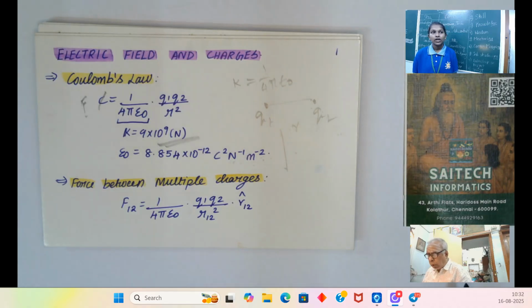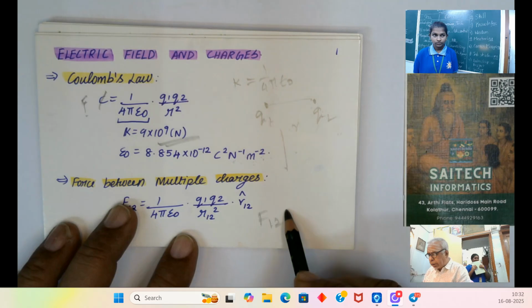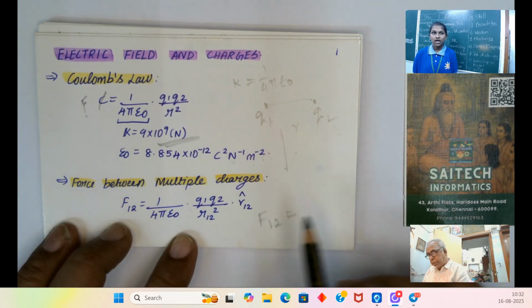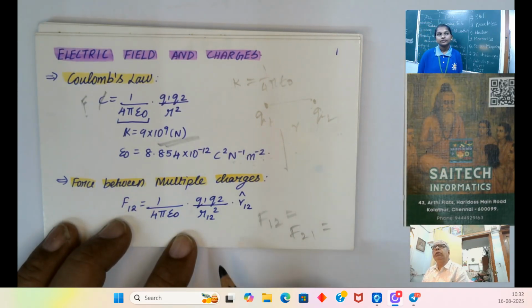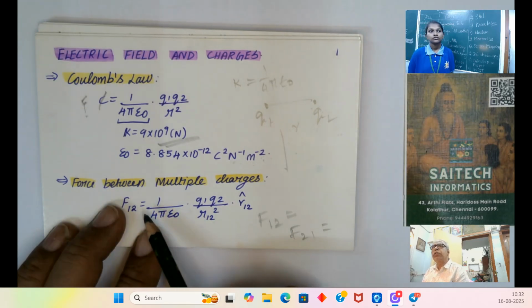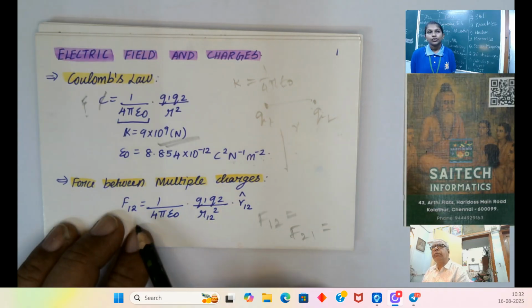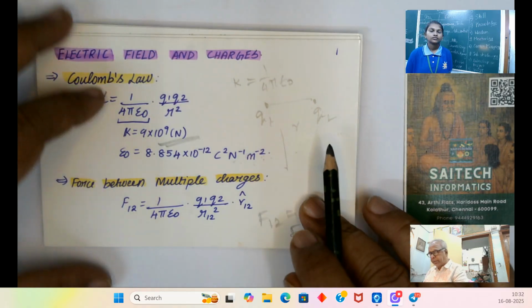Where F12 is equal to 1 by 4 pi epsilon naught into Q1 Q2 by R12 square into R12 cap. Here also, you must write what is F12. It is the force between two particular charges. Then what about F21? How should it be called? That is very important. Whether it is the force exerted by the first one because of the second one, or by the second one because of the first one. So you have to explain very clearly.